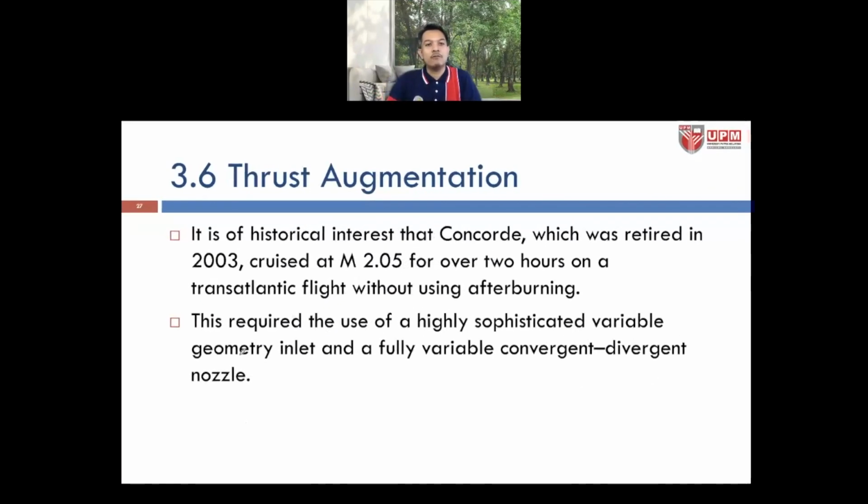It is of historical interest that Concorde, which was retired in 2003, cruised at Mach 2.05 for over 2 hours on a transatlantic flight without using afterburning, because they used it at the takeoff stage only. This required the use of highly sophisticated variable geometry inlet and a fully variable convergent divergent nozzle.